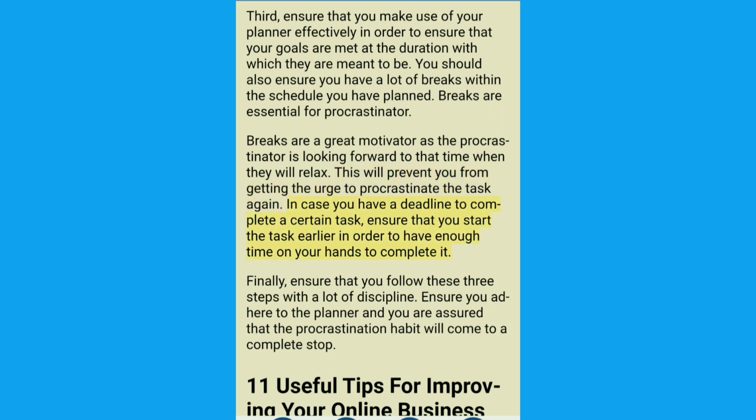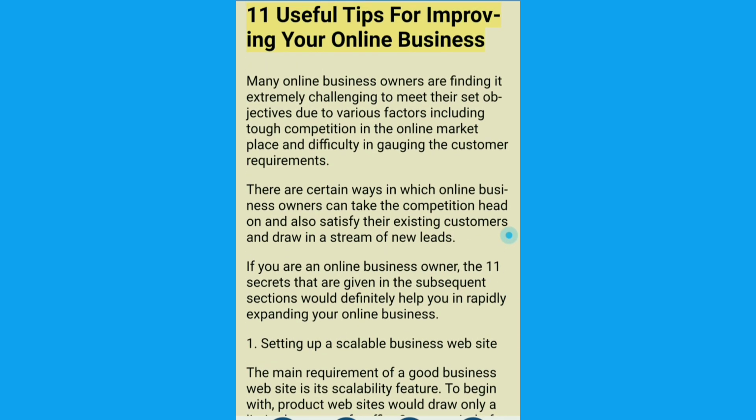procrastinate the task again. In case you have a deadline to complete a certain task, ensure that you start the task earlier in order to have enough time on your hands to complete it. Finally, ensure that you follow these 3 steps with a lot of discipline. Ensure you adhere to the planner and you are assured that the procrastination habit will come to a complete stop.